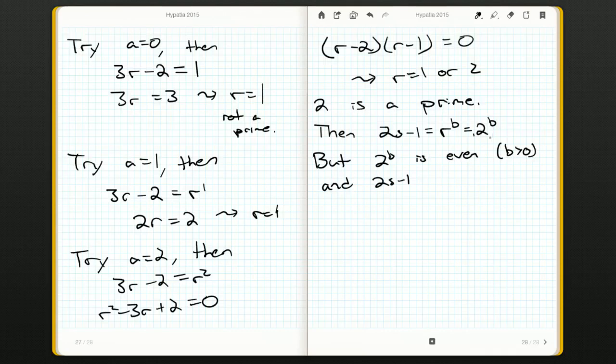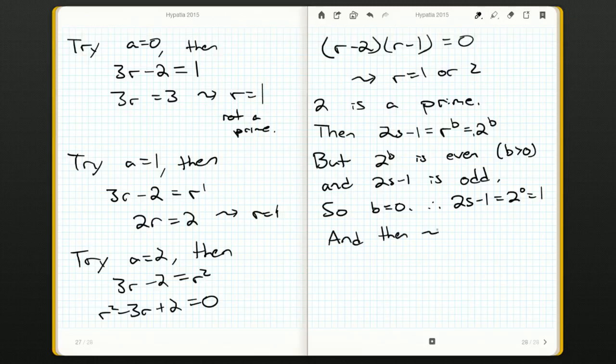And this side's always even unless b is 0, and this side is always odd. So that means b is equal to 0. So that tells us 2s minus 1 is equal to 1. So that's 2s is equal to 2, s is equal to 1, not prime. Okay.